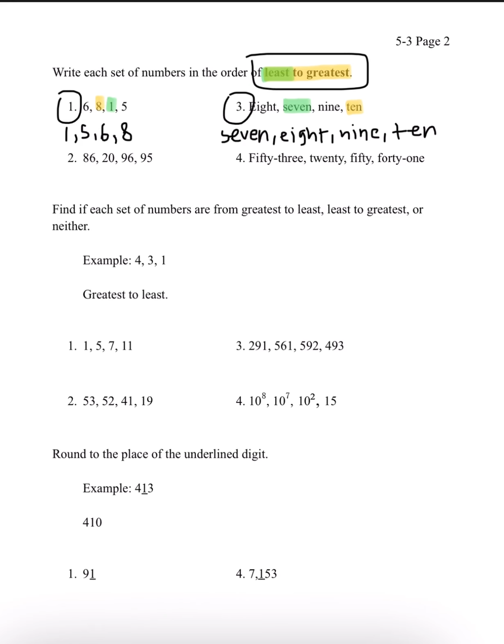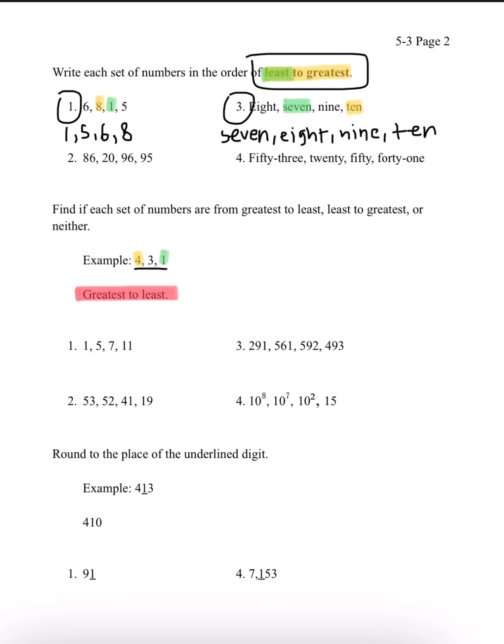Now it tells us to find if each set of numbers is in the order of greatest to least, least to greatest, or neither. The example here gives us 4, 3, and 1. We know that 4 is the greatest and 1 is the least, so this order is greatest to least.